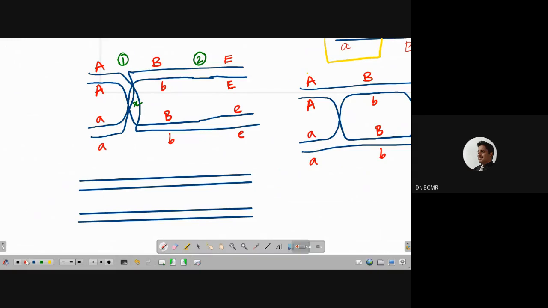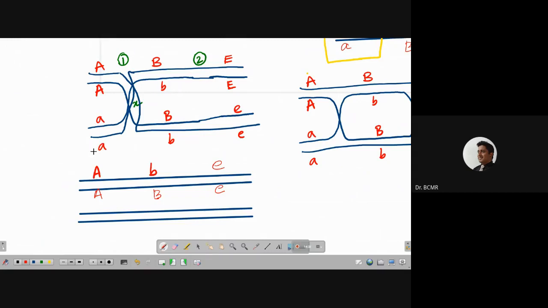So the first one, we will do it here. A is continuous with small b, and small b is continuous with small e. And capital A is base paired with capital A. Capital A is base paired with capital B, and capital B is continuous with small e. I hope you remember we solved this for site 2.